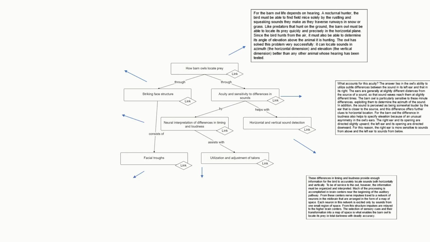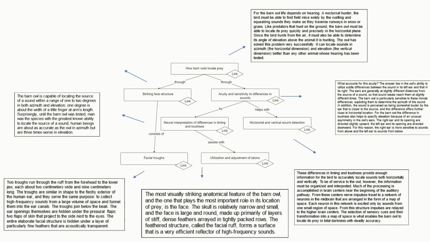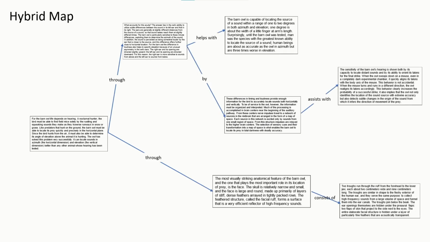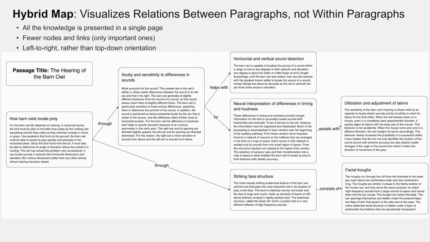What if we can combine the benefits of linear text and concept maps into a new model? We call it hybrid map, where instead of having many small nodes and links, we only visualize the relations between paragraphs in a single page. This way, we bring the benefits of linear and nonlinear representation together.